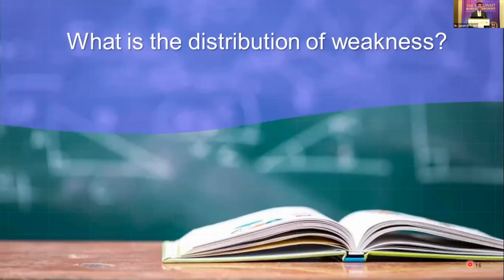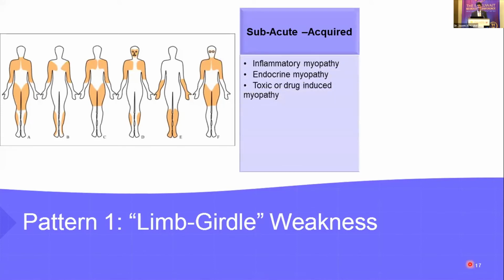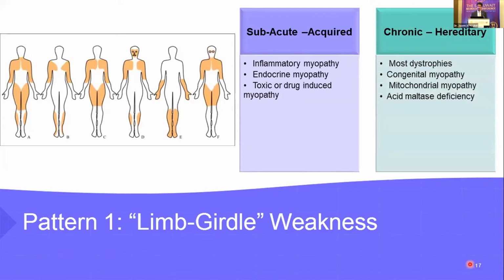So how do I identify which muscle disease the patient has? And here it is mostly pattern recognition. You have to have a good physical examination of your patient, and then you could reach either pattern 1, where they have a limb girdle type of weakness in the upper and lower limbs symmetrically. And here it could be subacute acquired, like in the inflammatory myopathies, endocrine myopathies, and toxic and drug-induced myopathies. This could be chronic and hereditary, and this is your dystrophies, congenital myopathies, and mitochondrial myopathies with acid maltase deficiency.